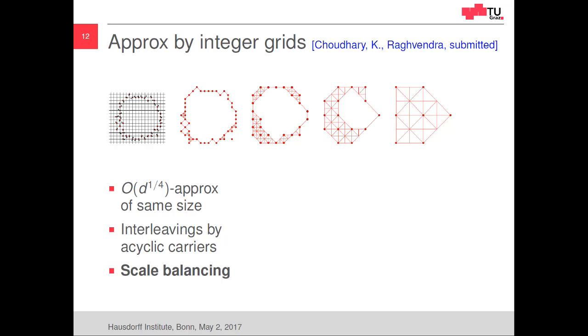So that's the dimension reduction. Now I want to talk about something that we submitted 2 weeks ago. This is an extension of this result. It's a different approximation scheme.